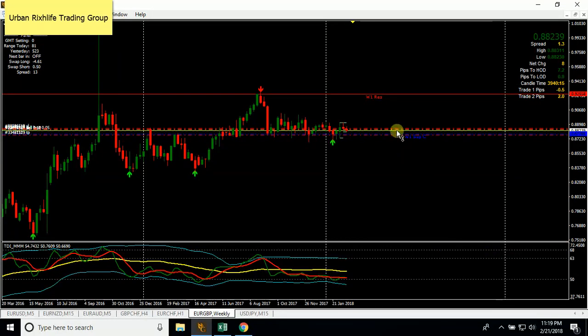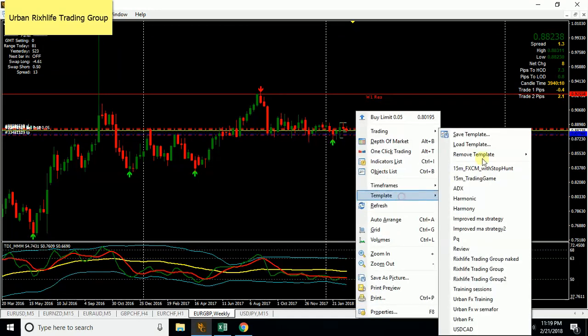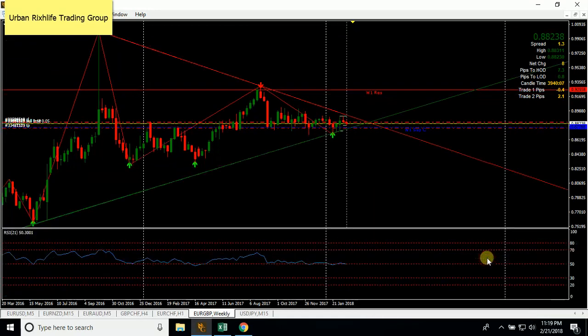On the weekly here, we have weekly support, weekly resistance. We're right now testing support, so we're more than likely to come back down here and test this support level out.